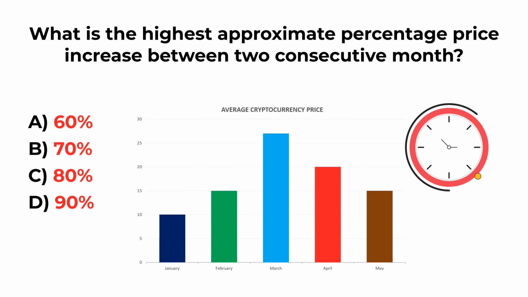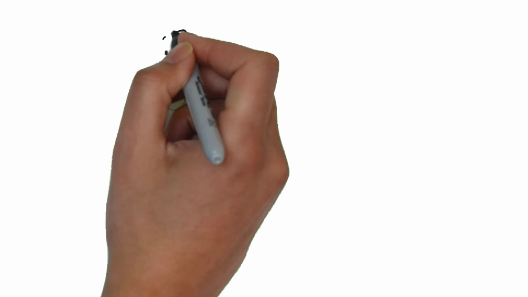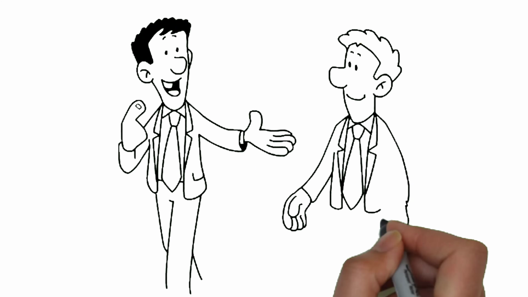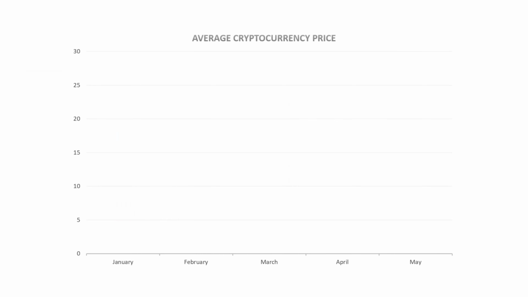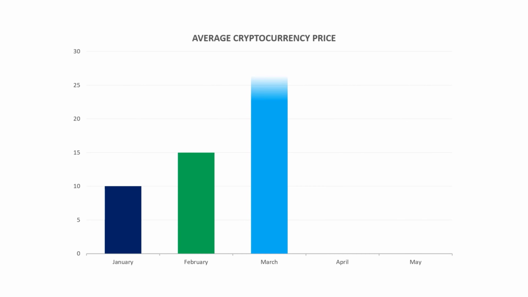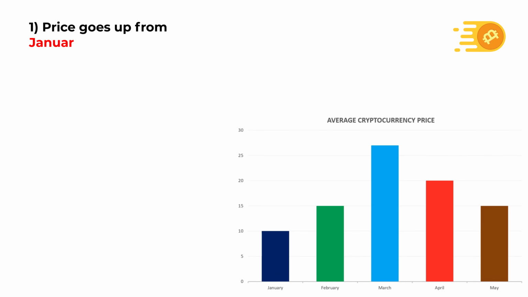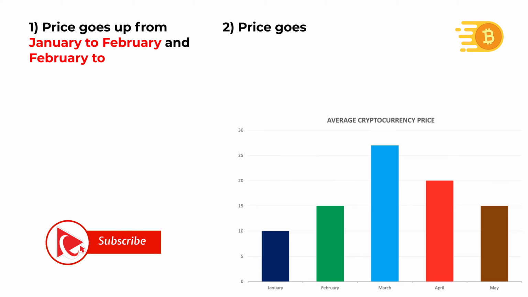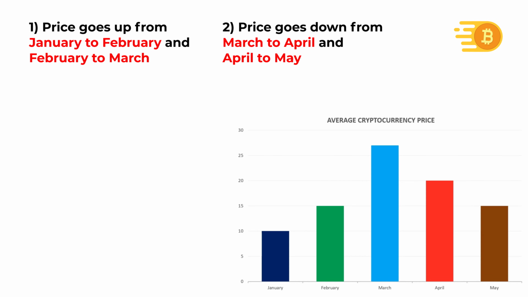Give yourself 10 to 15 seconds, maybe 20 to 30 seconds, depending on how well you are with calculations. Did you figure it out? Let's go ahead and get to the correct solution together. For this challenge, we need to analyze the chart first. And there are only 2 consecutive months with price increases. Price goes up from January to February, and then from February to March. And price goes down from March to April, and price goes down from April to May as well.